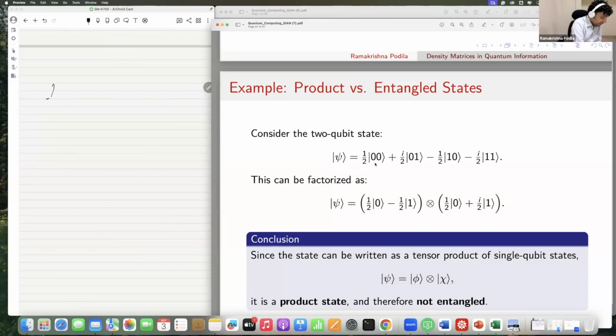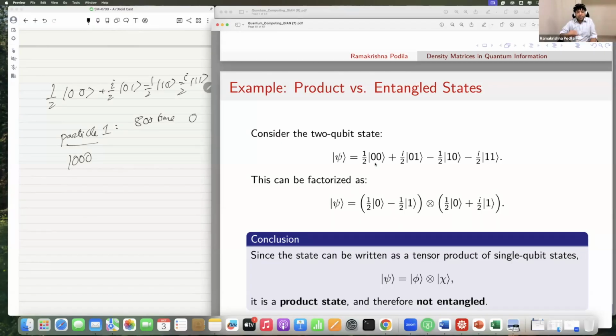let's say I have 0,0 plus i/2, 0,1, minus 1/2, 1,0, minus i/2, 1,1, right? Then let us say I make a measurement on particle 1, the particles coming out on the left side. Let's say I make 1,000 measurements, and I find 800 times it is in 0, and 200 times I find that it is in 1, right? Then I measure particle 2.